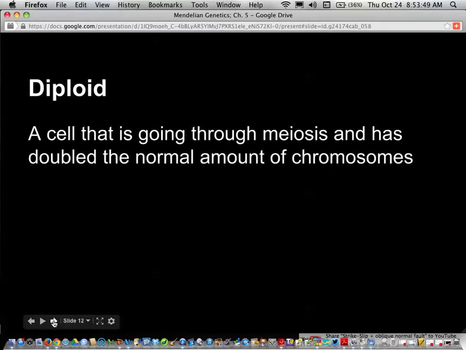Okay? Diploid. Don't write this down. Diploid. A cell that is going through meiosis and has doubled the normal amount of chromosomes. Doubled the normal amount of chromosomes. So for humans, I'll show you a picture of what that looks like.